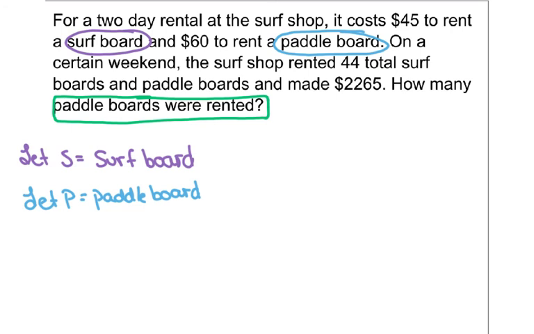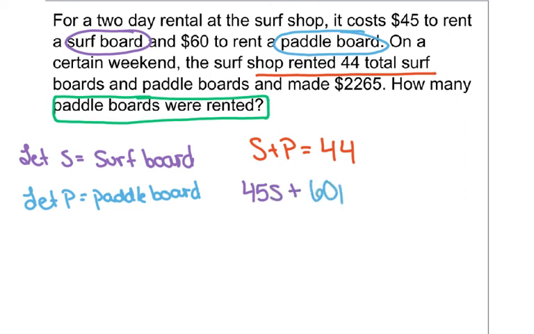So there was a total of 44 of these rented. So that means S plus P will equal 44. The number of surfboards plus the number of paddleboards will be a total of 44. Now we're going to use the cost of them. So $45 to rent a surfboard plus $60 to rent a paddleboard, and that's going to equal a total of $2,265.